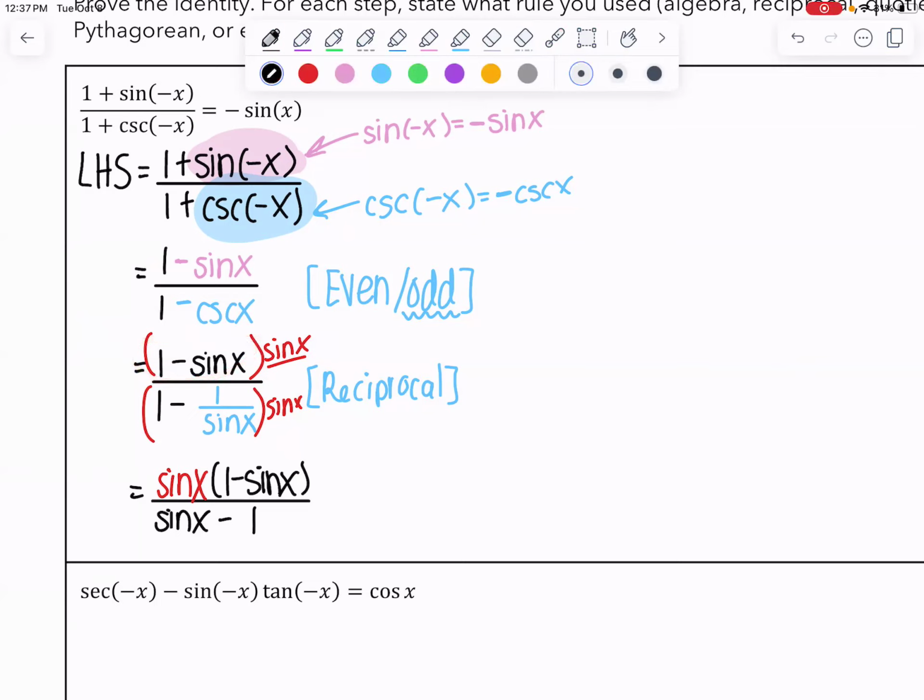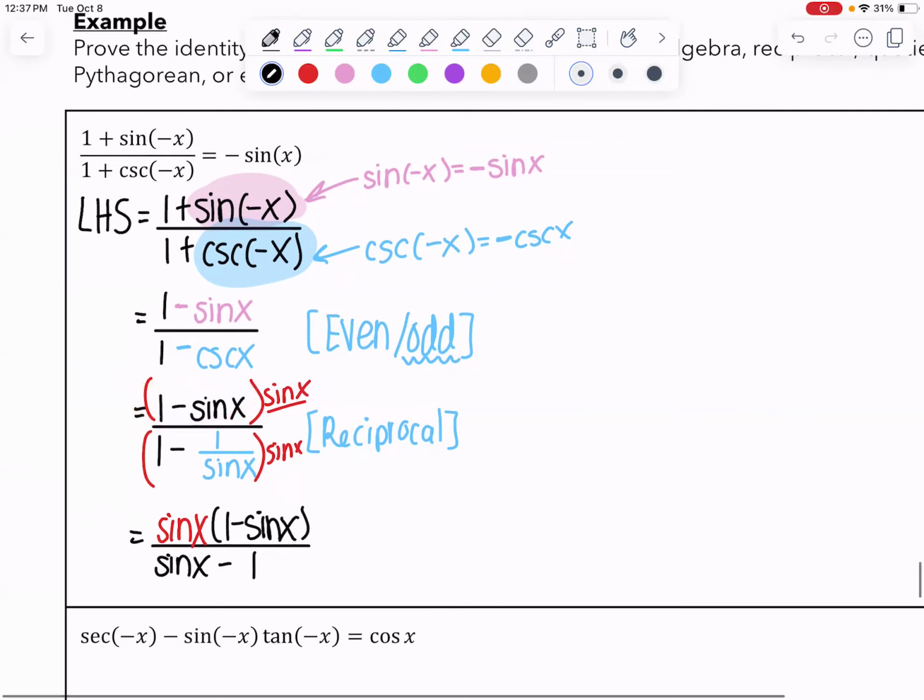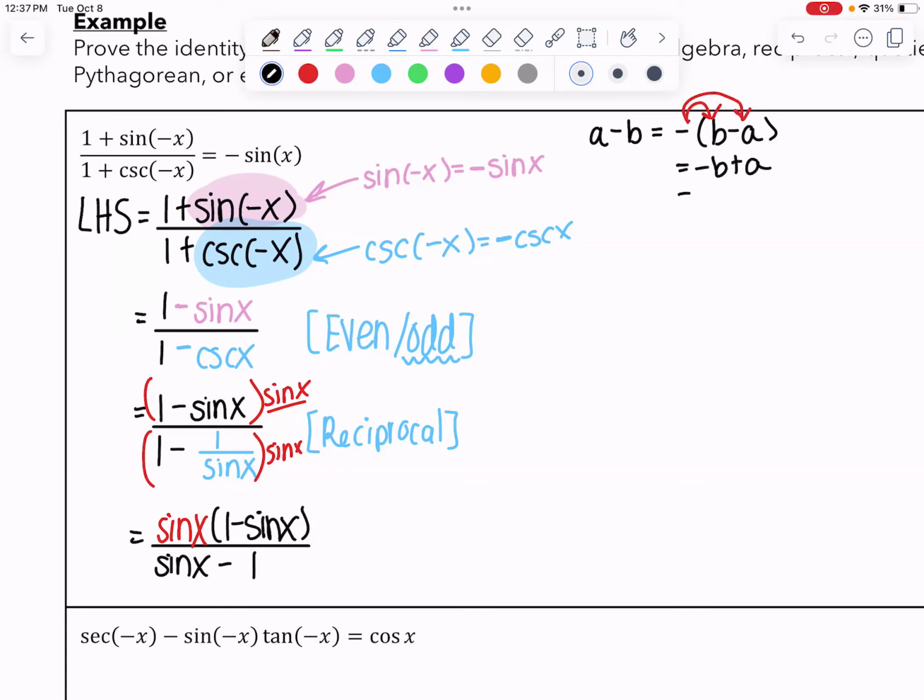Now, here's an interesting thing. I see 1 minus sine x on top and sine x minus 1 on bottom. And I want to point something out. If you have a minus b, this is the same thing as negative the quantity b minus a. If you want to check me, go ahead and distribute the negative to both of these. So you have negative b plus a, which is the same as a minus b. There, I just proved an identity to you. A minus b is the same thing as negative the quantity b minus a. Pull the negative out, swap the order of subtraction.